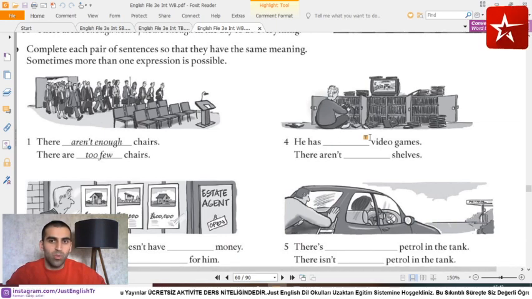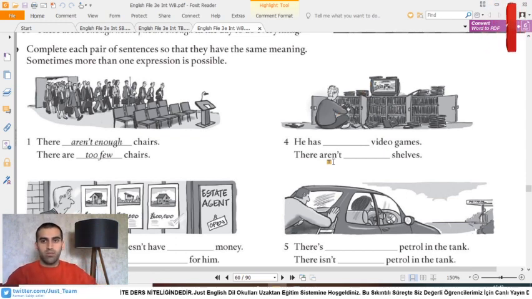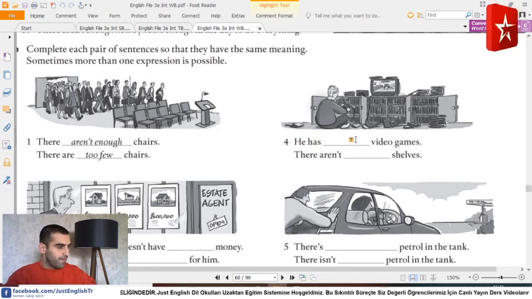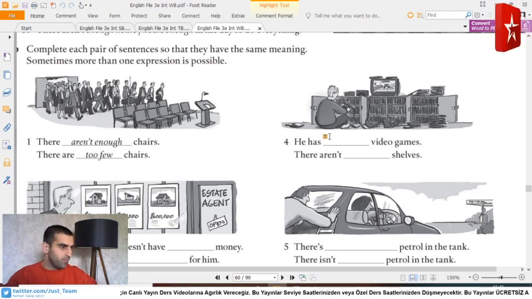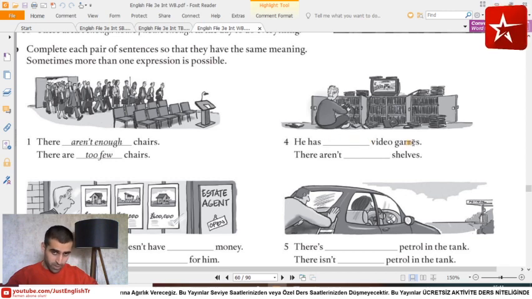Number 4, he has blah blah blah video games. Look at the picture here, and there are not blah blah blah shelves. He has what? We have to choose the correct word for number 4. He has a little video games, Mr. Mustafa, it's not correct. Yes, Irina, you are correct. Also a lot of is correct as well. Lots of games is also correct. Yes, a lot of, and many video games.